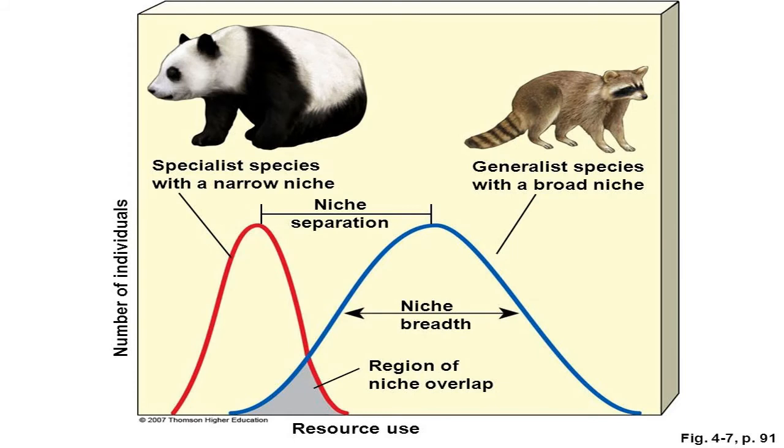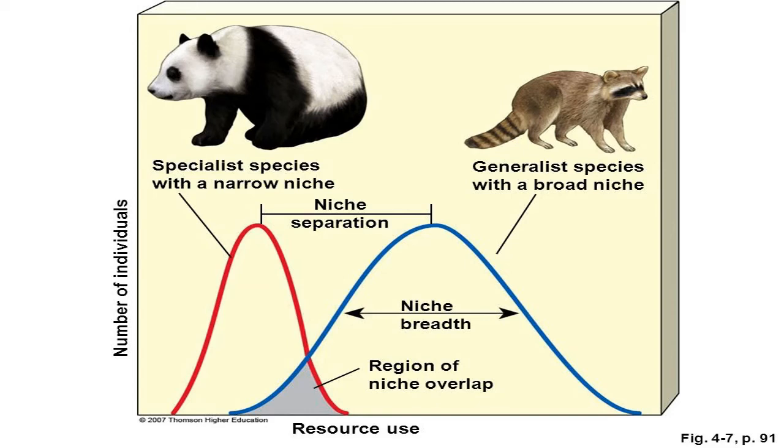This chart is often used to represent generalist and specialist species. So I just want to kind of quickly go over it, and then I'm going to recap this lesson. So we are pretty much at the end of this lesson. The lines that you see are the two different individuals. So the panda is represented with a red line, and the raccoon is represented with a blue line.